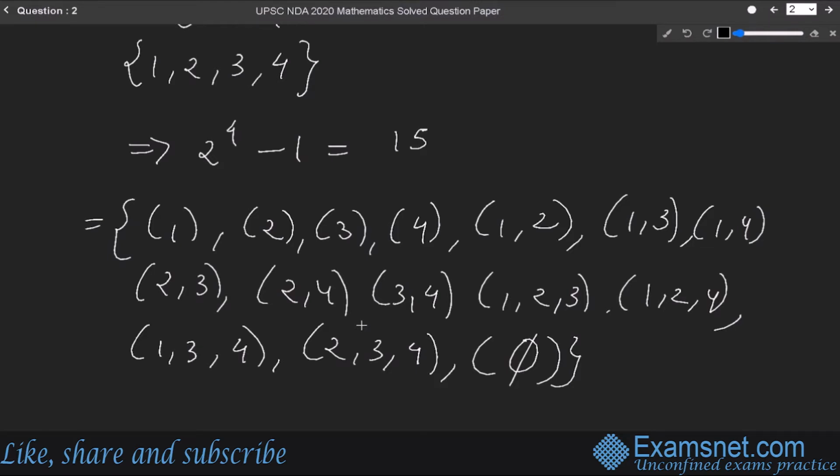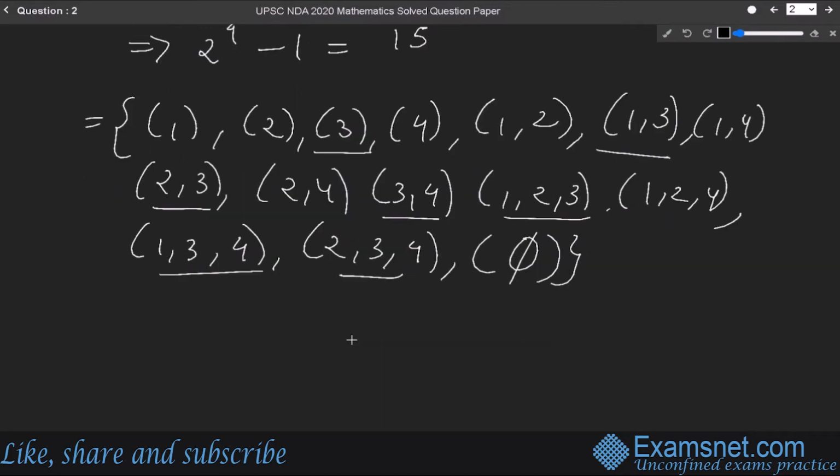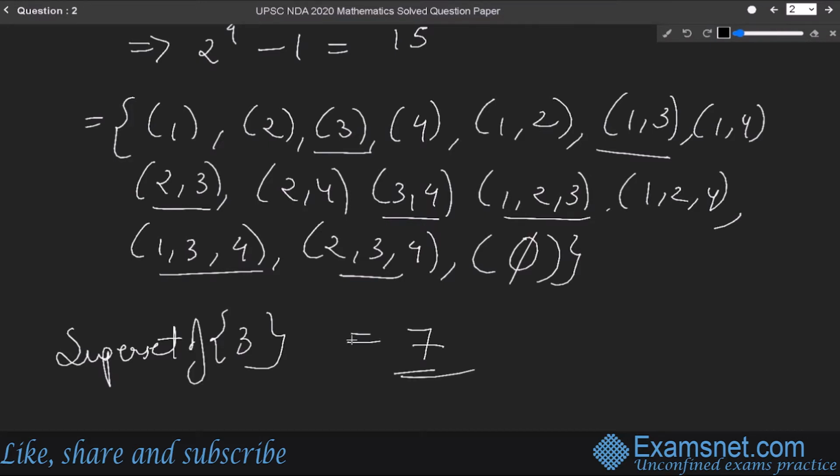Now we have to find the supersets of the set {3}. From the proper subsets you can see the sets in which 3 is present: 1, 2, 3, 4, 5, 6 and 7. So we can say that the number of supersets of {3} is 7. The correct answer for this question is 7.